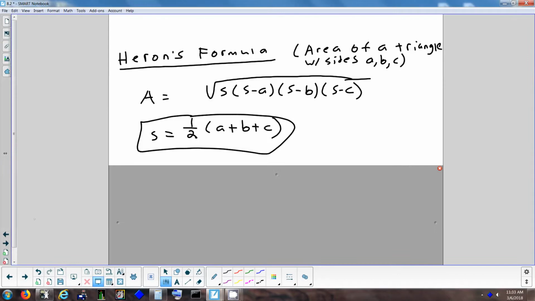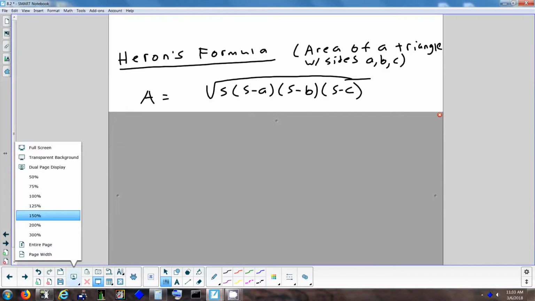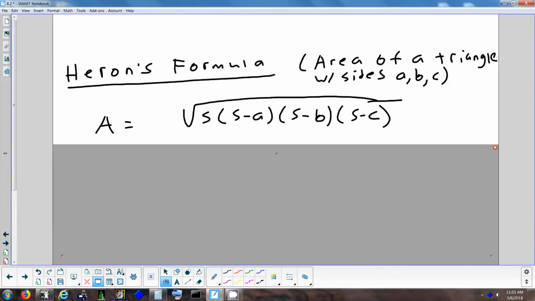Now the next type. This is the formula that you can prove using law of cosines. That's the connection. The proof kind of takes a while, so we're not going to do the proof. I'm just going to tell you that this is the formula that comes from the law of cosines. It's the square root of s times s minus every side: s minus a, s minus b, s minus c.